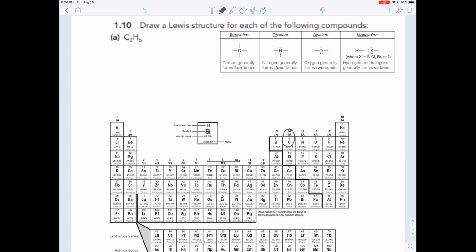Carbon is in group 4A, so if you were going to draw the Lewis dot structure, you would draw carbon. It has 4 valence electrons, so 1, 2, 3, 4, and that means it can form 4 bonds. And so you can see that that is represented in this table above as just a quick shorthand to remember. Carbon can form 4 bonds.